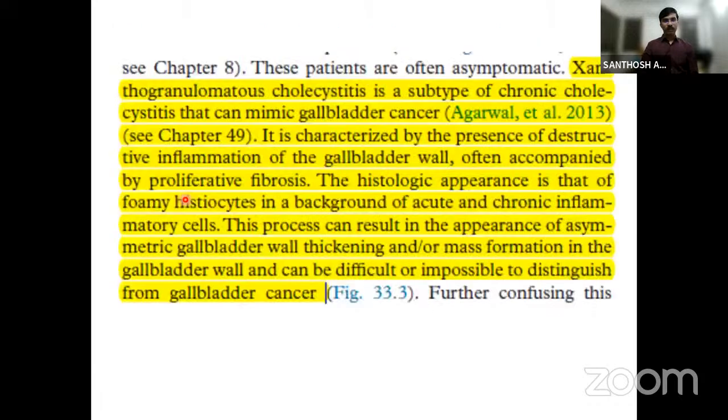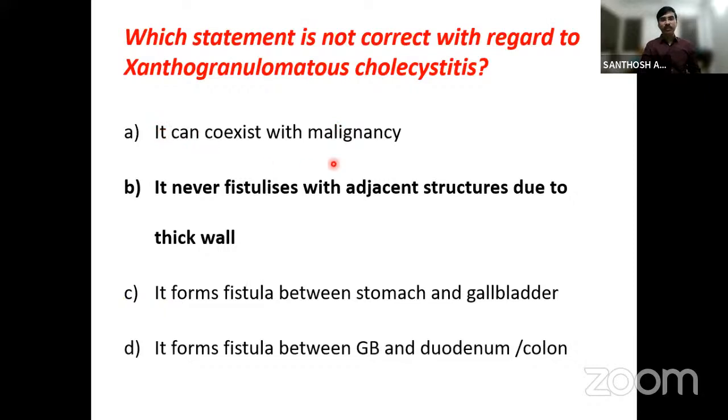Okay. So xanthogranulomatous cholecystitis, again, is a direct question from Bailey. It's a subtype of chronic cholecystitis that can mimic gallbladder cancer. It can be associated with gallbladder cancer also. For example, in a gallbladder, one portion can have xanthogranulomatous cholecystitis and another portion can have gallbladder cancer. But xanthogranulomatous cholecystitis per se is not a predisposing factor for gallbladder cancer. So the first option, it can coexist with malignancy; they didn't say that this causes that.